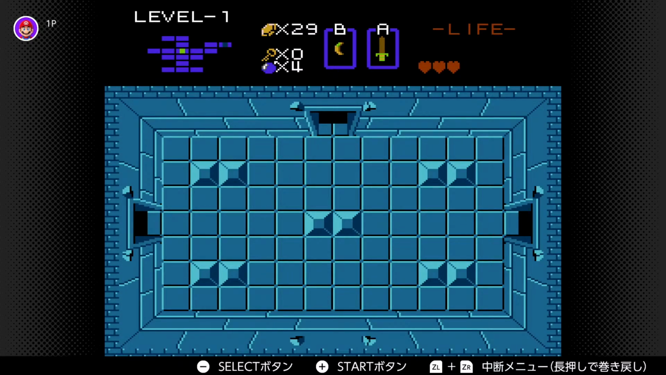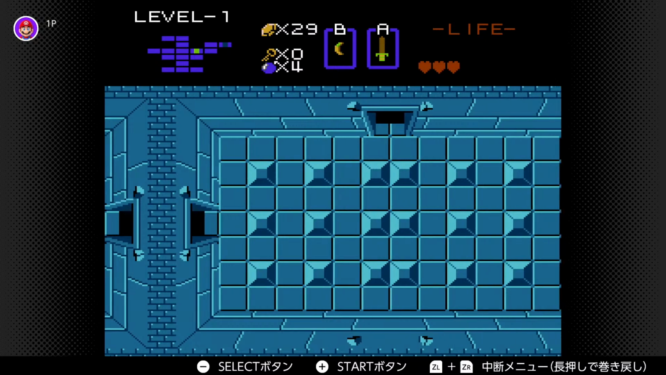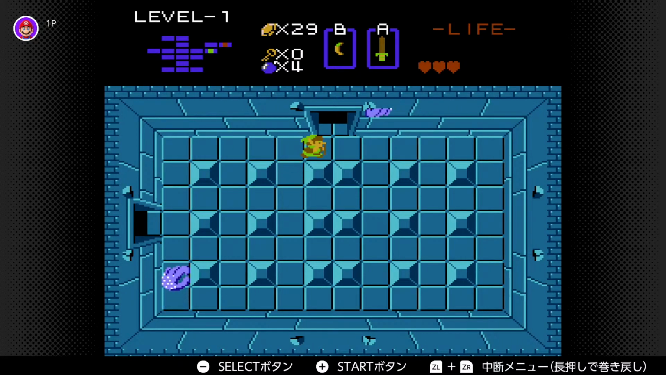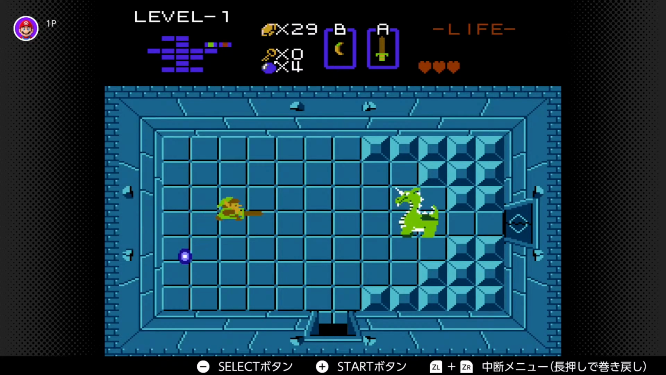Let's continue. Yeah, the gorillas being all there, it's not good. Now one drops a heart, of course. Let's avoid the boomerang and continue. Let's ignore the wall masters. And now we are back against Aquamentus. Yeah, this is a much easier way to defeat it, shooting our sword beam. And so we get a heart container.